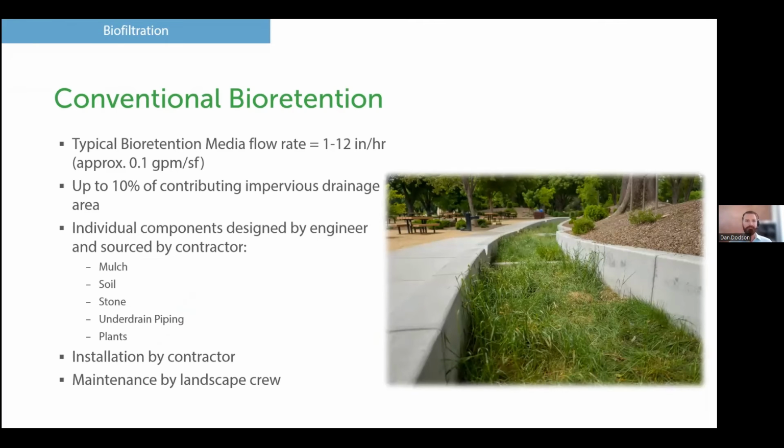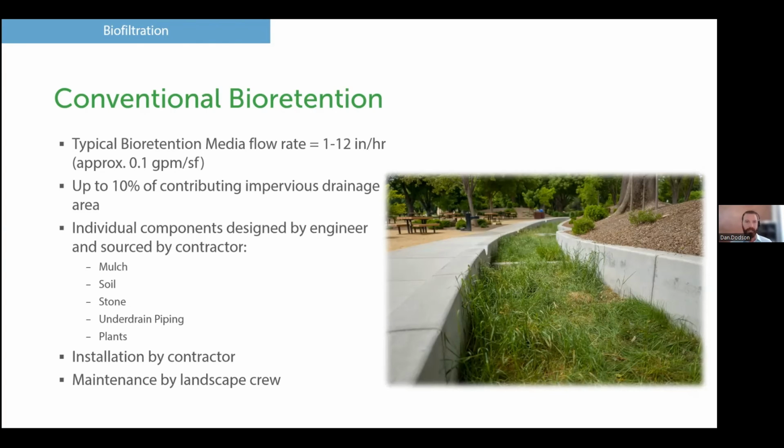And so first off, let's just start with the conventional systems. These are ones that I'm sure most of you have seen or used on a project in the past. Conventional systems are those ponds, swales, rain gardens. They utilize a media that's typically specified by the local agency for treating the stormwater. And the media that you use in these will get you a flow rate of about 1 to 12 inches per hour, or approximately 0.1 GPM per square foot.